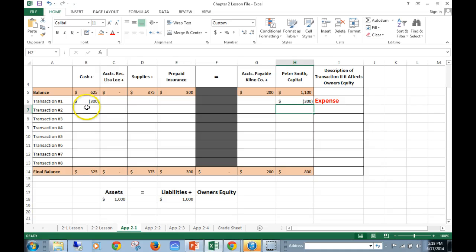Transaction 2. Paid cash to the owner for personal use. Again, this is for $150. So automatically, if we paid cash, we're minus $150. And again, this is going to be in the capital account or owner's equity classification, minus $150. And this was a withdrawal.